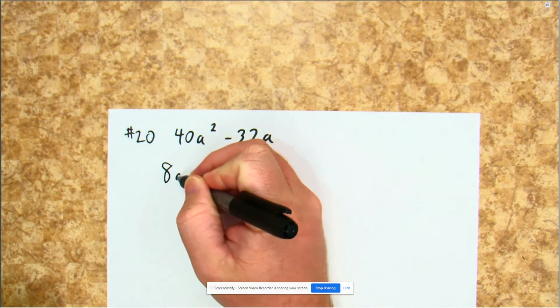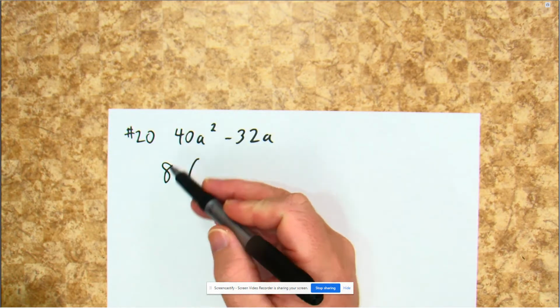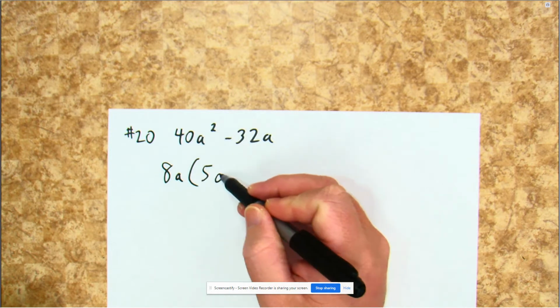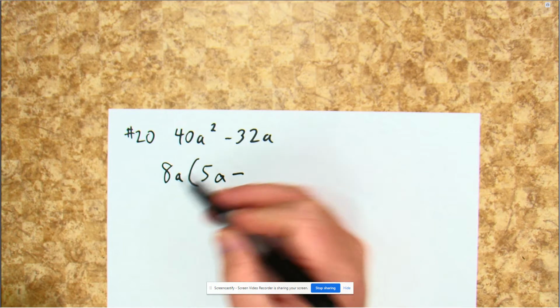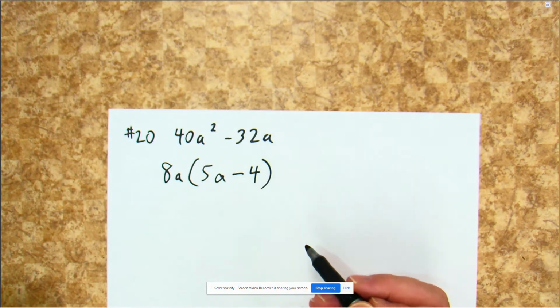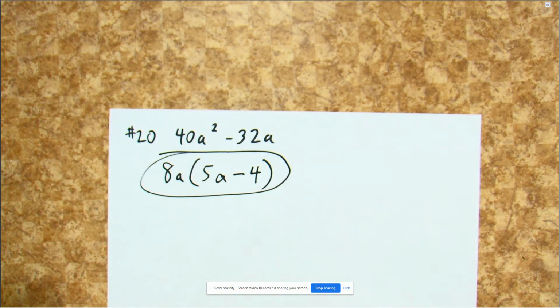If you divide both terms by an 8A, 40 divided by 8 would be 5. A squared divided by A would leave you with an A. Minus 32 divided by 8 is 4. A divided by A cancel each other out. This is all that you can do with the problem. The purpose of the Tucker method was to factor quadratics. And when you take out that GCF out of those two terms, you don't have a quadratic anymore. 5A minus 4 is now linear.